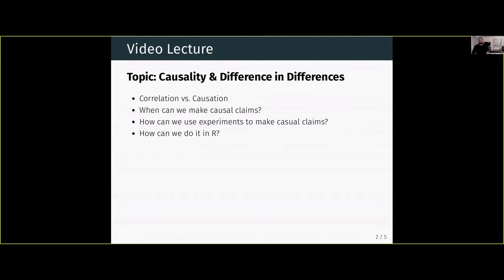Then we'll think about how we do that in R. How do we run that model? What are the different commands we might or may not need to do that?